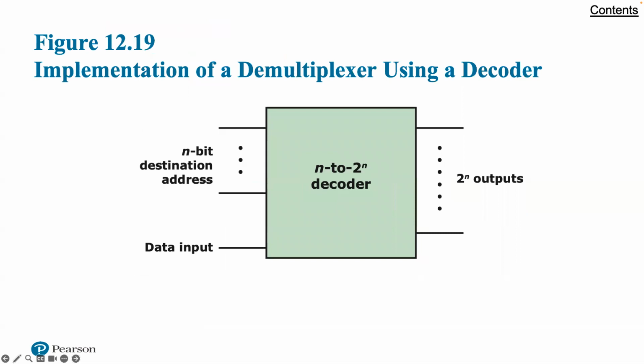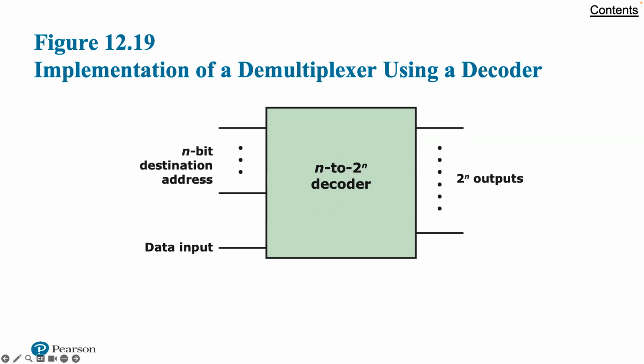With an additional input line, a decoder can be used as a demultiplexer or demux. The demultiplexer performs the inverse function of a multiplexer. It connects a single input to one of several outputs. This is shown in figure 12.19, which we're showing here.